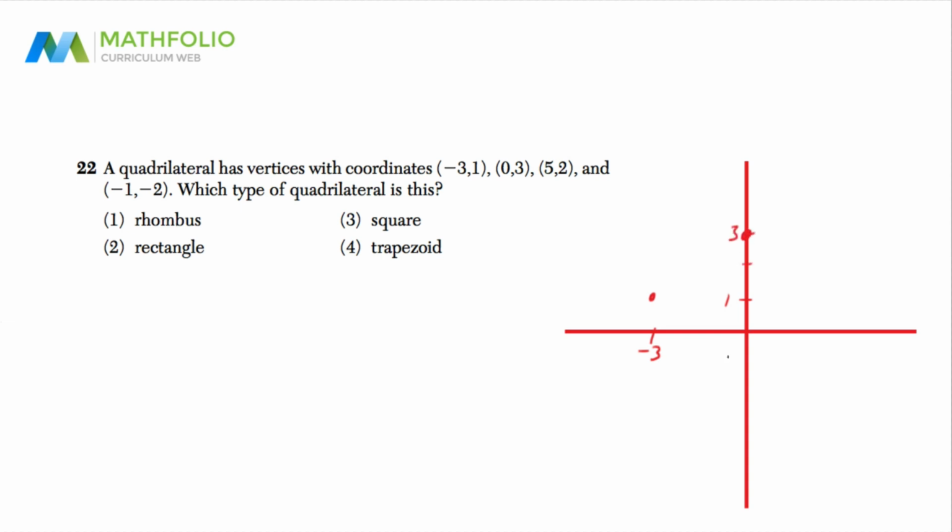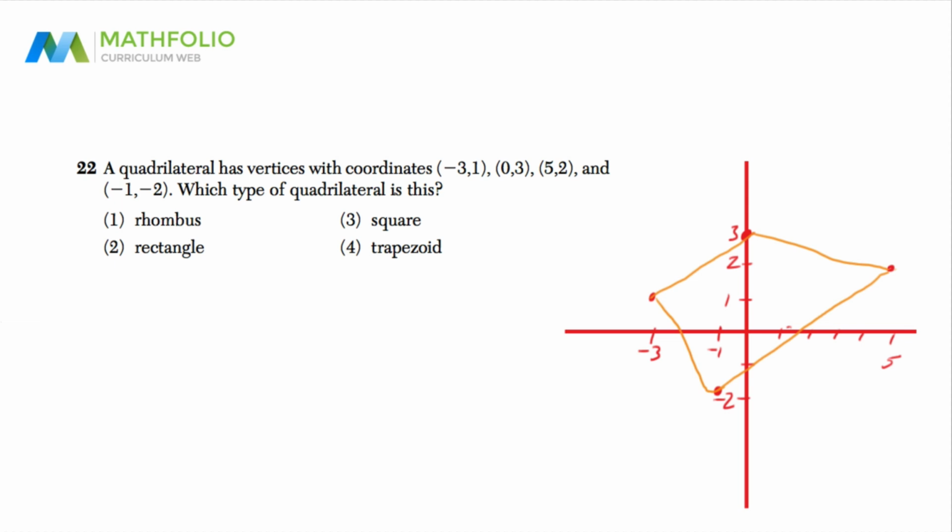0,3 is right there. Then we've got 5,2. 1, 2, 3, 4, 5,2. And then finally we've got -1, -2. So -1, -2, right here. So I've just sketched this. It might look like a rectangle or a trapezoid. We really don't know at this point, so we can't assume things that look like right angles are right angles. We should also be using a ruler, so definitely don't be as wobbly as I am.